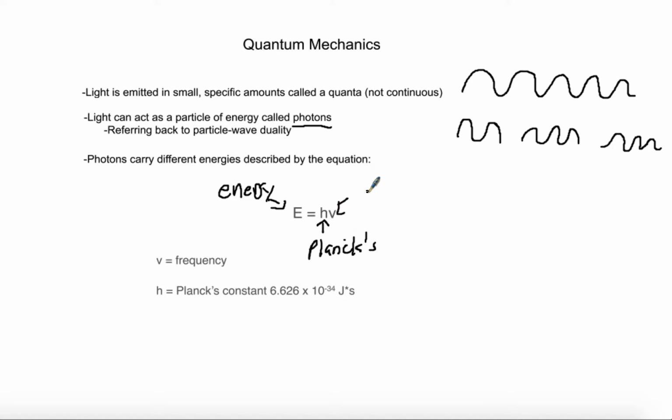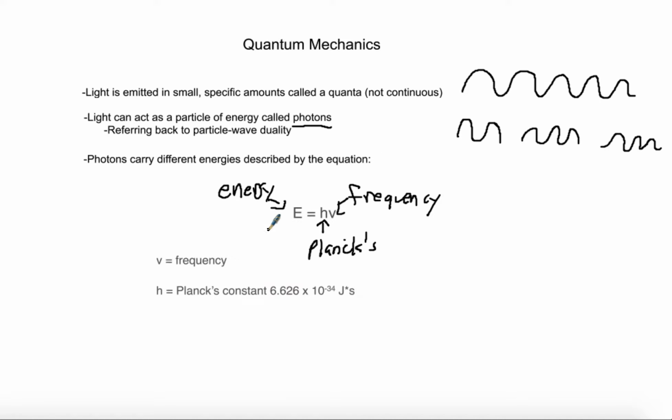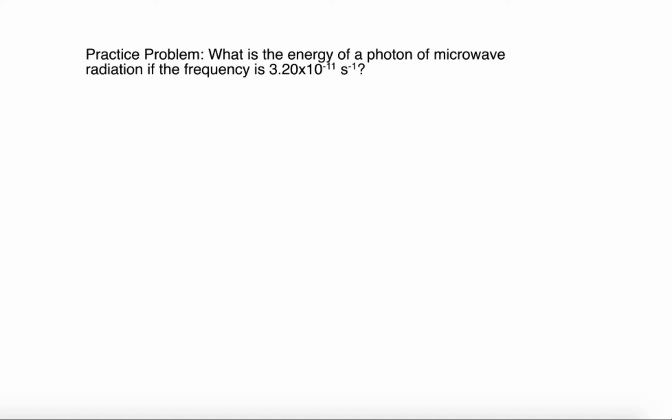So nu makes an appearance again. This is our frequency. So if we know the frequency of a photon, then we know its energy. This is why in the photoelectric effect, we needed a minimum frequency, because that basically meant we needed a minimum energy to release the electrons.